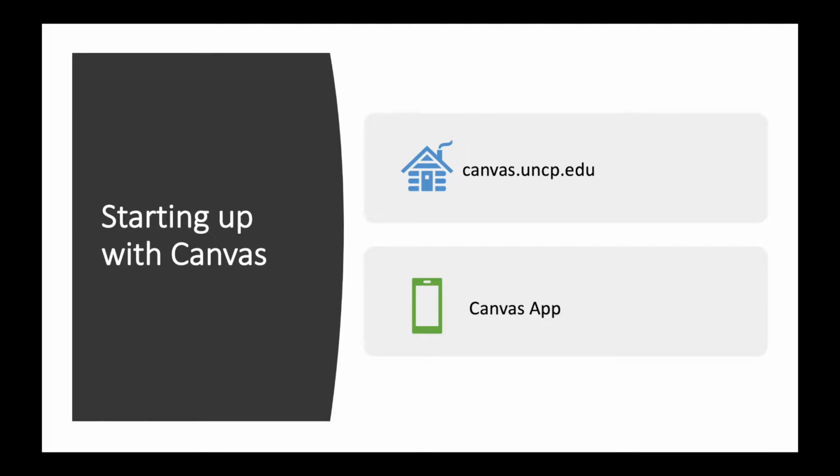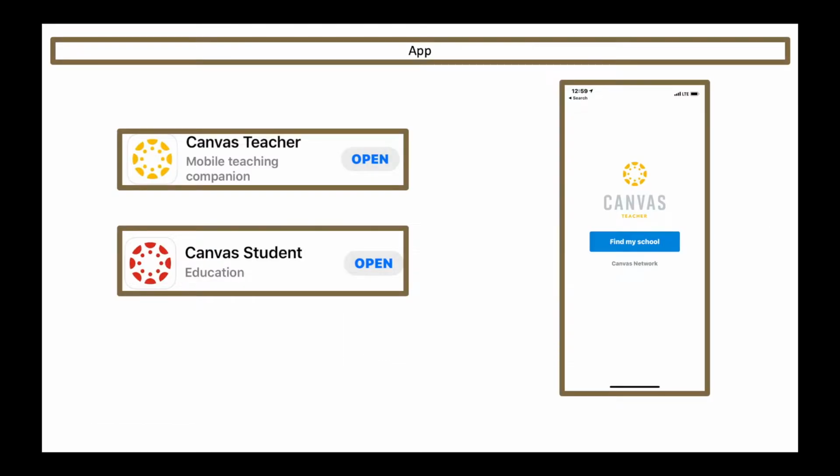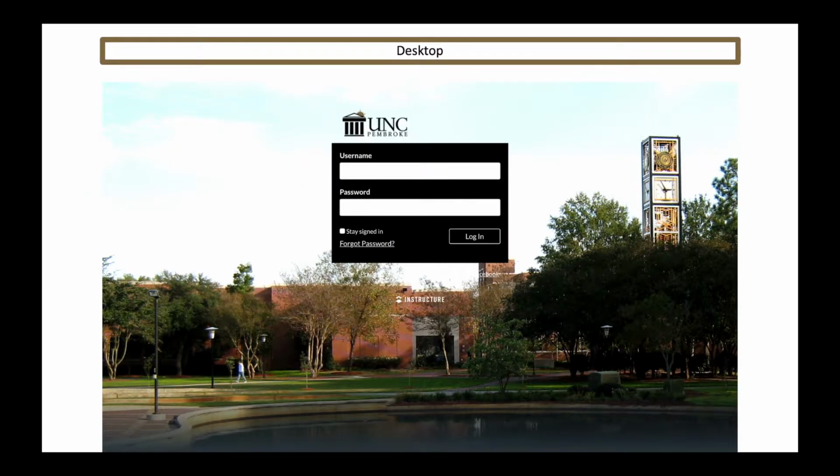So right now, let's talk about how you get started with Canvas or getting it set up. The desktop version of Canvas, the URL is canvas.uncp.edu, and for the mobile version, there's a Canvas app. If you're an Apple or iOS user, when you go to the App Store, just search for Canvas. There's two different versions: a Canvas Teacher and a Canvas Student. Just make sure you get the Canvas Teacher app. When you open it up, you're going to need to click on Find My School, type in UNC Pembroke, and move on from there.